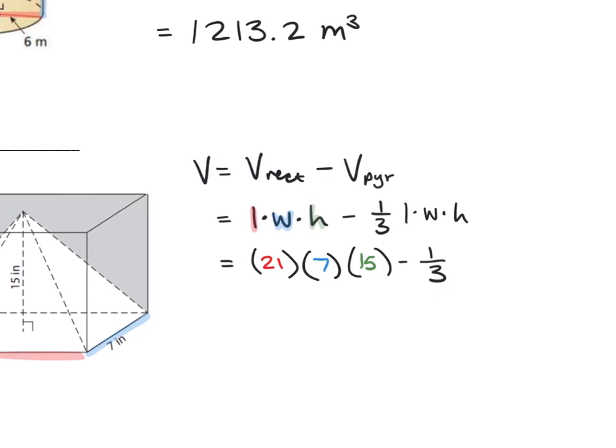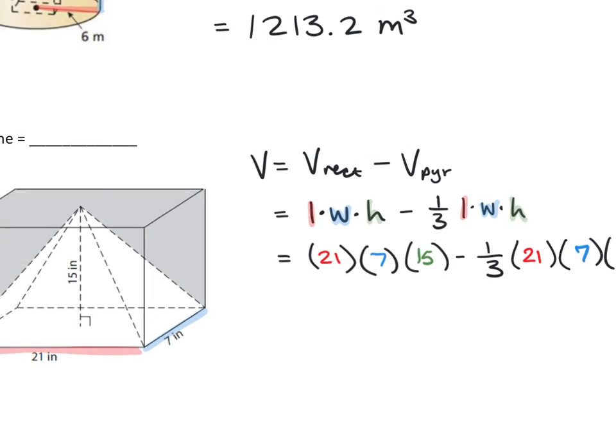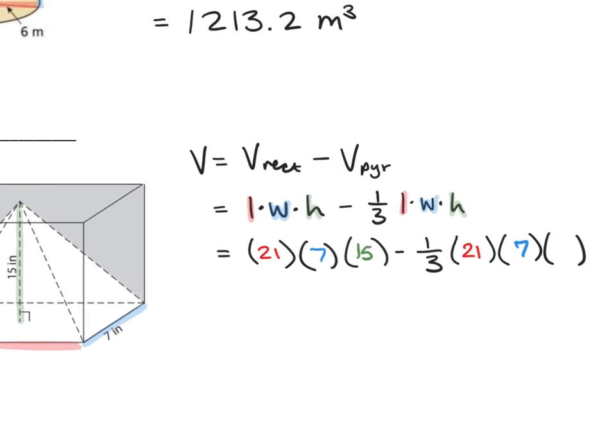Looking at the pyramid, what is the length of the pyramid? So it should be the same base, right? We're looking at the base of the pyramid. It is still 21. Yeah, they share the same base, so they're going to have the same values here. What is the width? 7 again. And what is the height for my pyramid? 15. Now this ends up being the same value. I'm going to highlight it separate just because you see that it is actually the same height here of the rectangle and my pyramid.